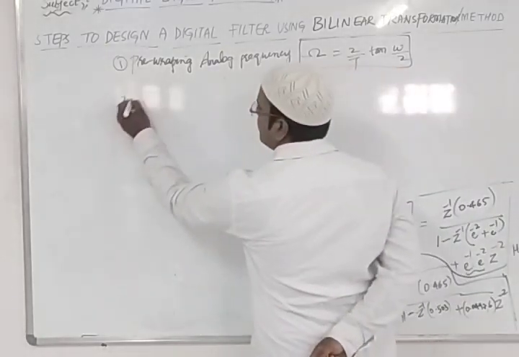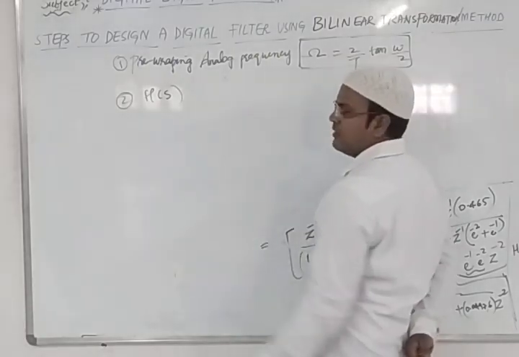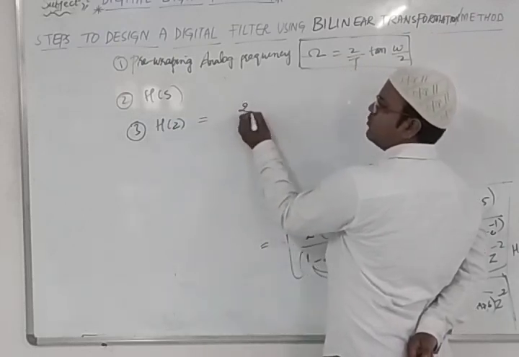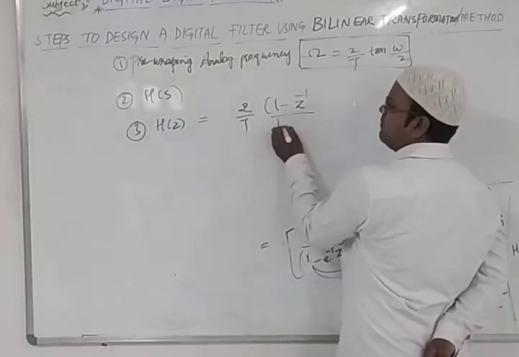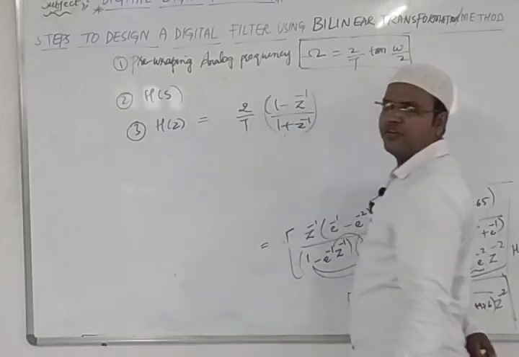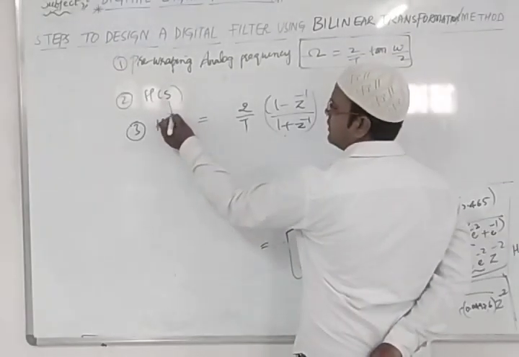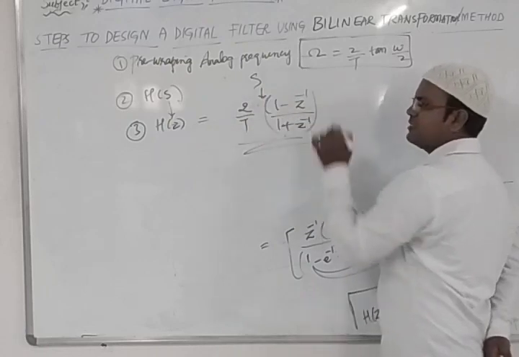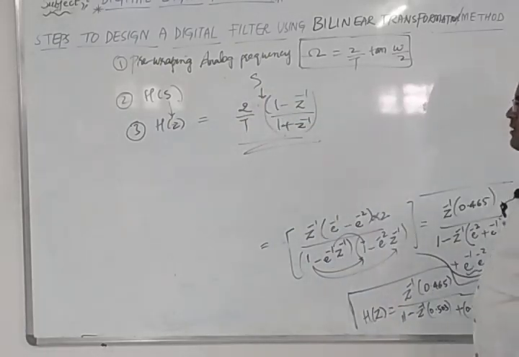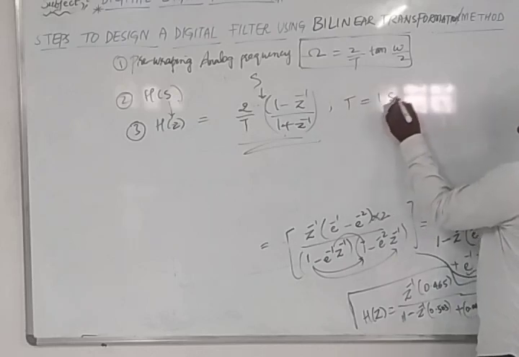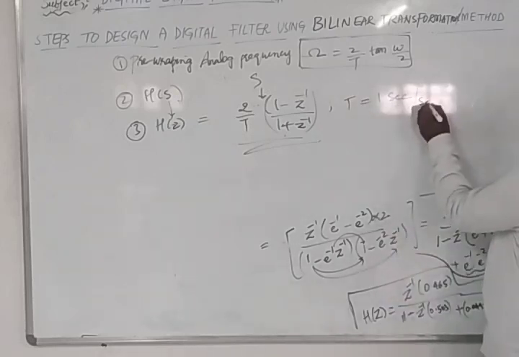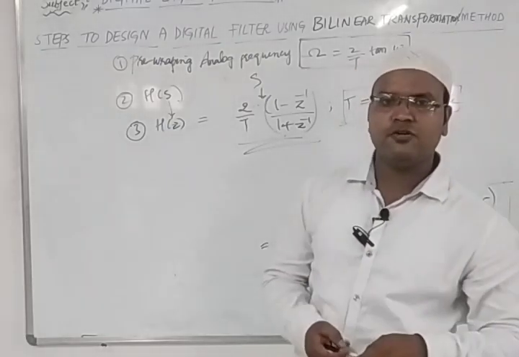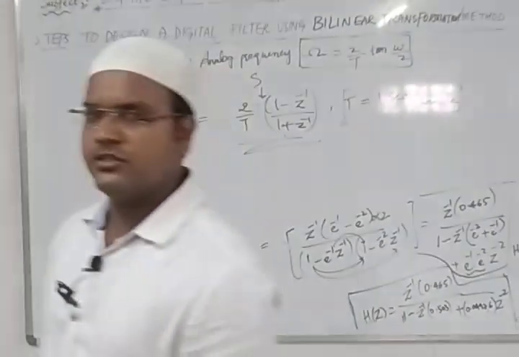Next, second step, we have to find H of s. Then third step, we need to find H of z. How do we find H of z? Again 2 by T into 1 minus z power minus 1 by 1 plus z power minus 1. Wherever s is there, the s domain can be converted into the z domain by substituting s as this. Wherever we have s in the problem, we substitute this in place of s. And what is T? If they did not mention it, it is 1 second per sample. So this is the way we can convert your given function using the bilinear transformation. So just note this down.